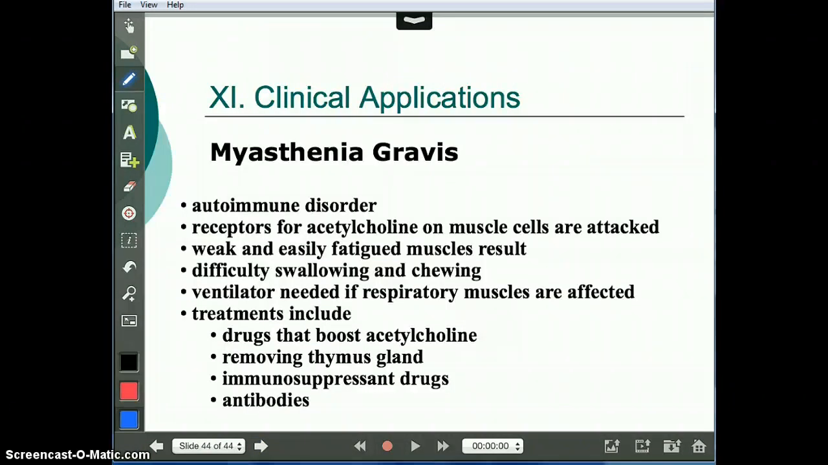The last slide is just a disease, myasthenia gravis. If you've ever heard of it before, it's an autoimmune disease, meaning your body's attacking itself. Receptors for acetylcholine on muscle cells start to become attacked, which lessens the ability of a muscle to contract because it can't be stimulated, which unfortunately then sends the information to the muscles to not do contractions at all, which is, again, definitely an unfortunate thing.